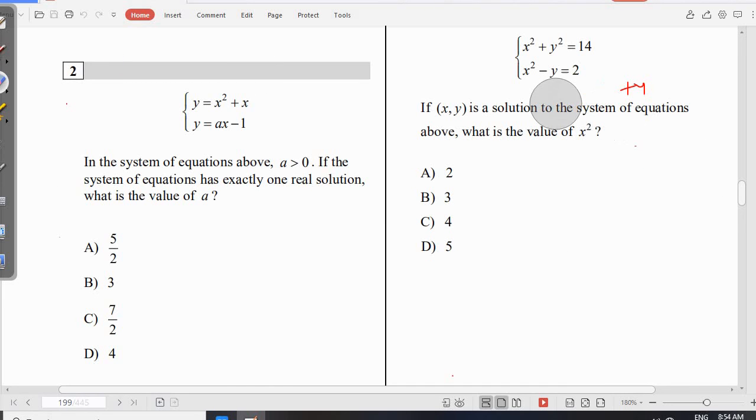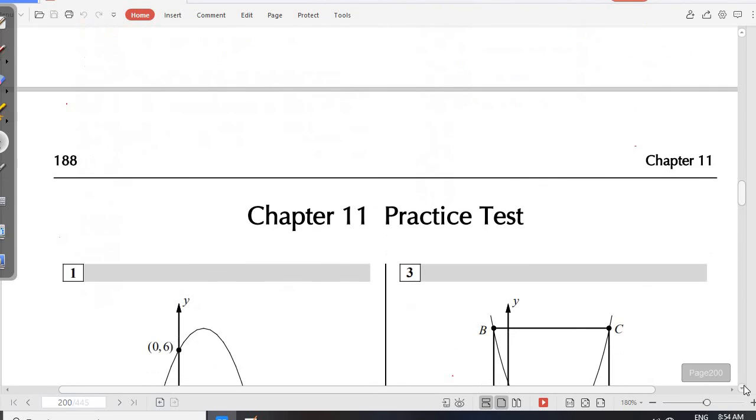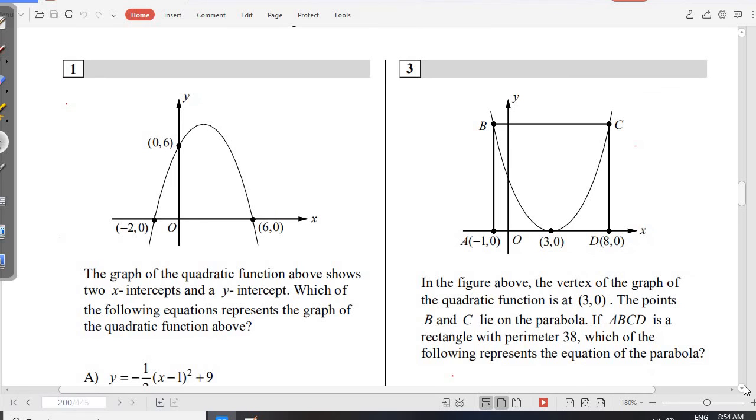Let's go forward. The next thing we are going to do is your test in chapter 11. So I'm going to screenshot that and send it to you right away.